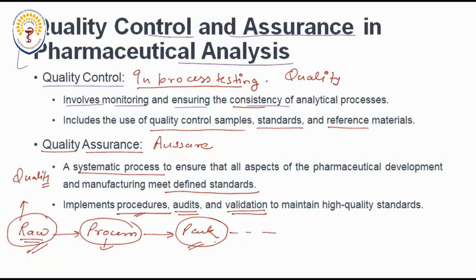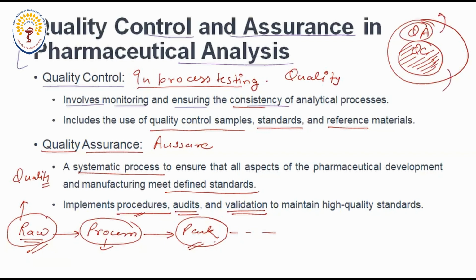Now, if I compare quality control and quality assurance, we take quality assurance as a broader term, and quality control is actually a subset of quality assurance. Quality control is just that part of quality assurance which is performed during testing. But quality assurance is performed before the manufacturing process and even after the manufacturing process. Quality control will just test while the manufacturing process is going on.